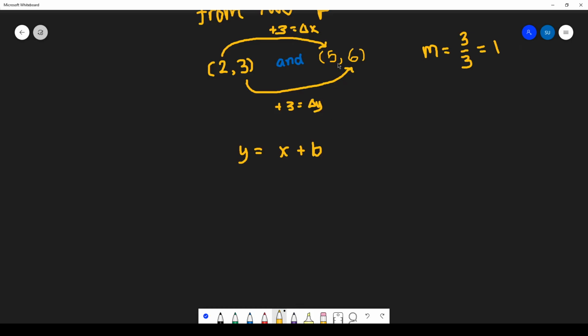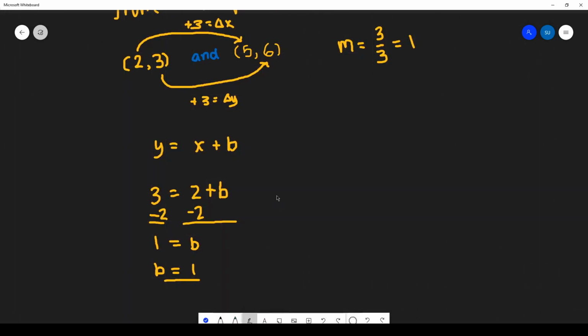I'll use 2, 3, and substitute the 3 in for y, because the 3 is the y coordinate, and then substitute in the 2 for x, because the 2 is the x coordinate. Very easy stuff here. And now, final step, subtract 2 from both sides, and you get 1 equals b, or you can write it like b equals 1. And that is our answer for the y-intercept.